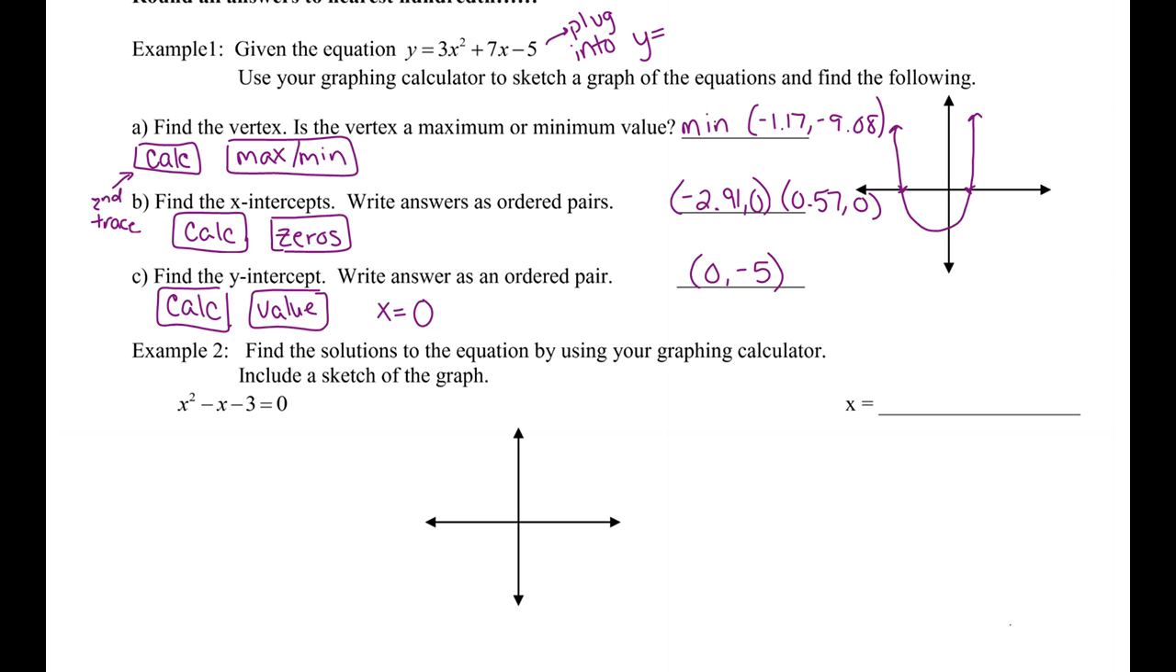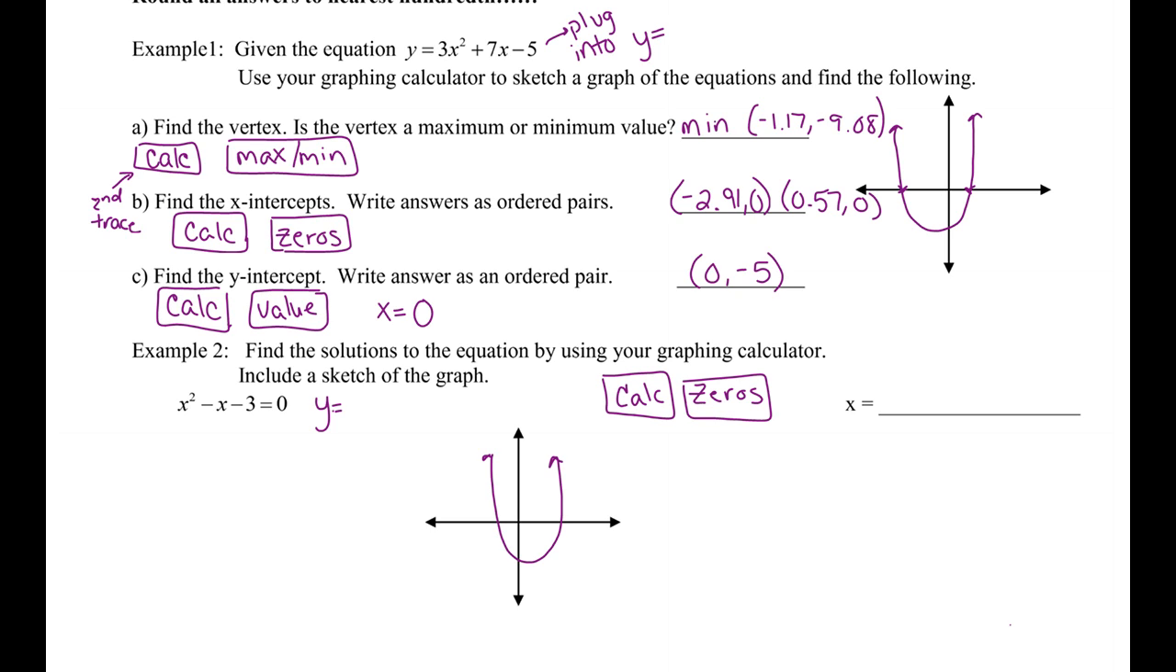For example 2, it wants us to find the solutions of the equation by using the graphing calculator again. So if I put this equation into my y equals and clear the other one out, and I'm going to sketch a picture. It asks me to find the solutions, which are the same as the intercepts or the zeros. So we're going to hit calculate and go down to zeros. And I'm going to do the same thing where I have to go through it twice to find the one on the left and on the right.